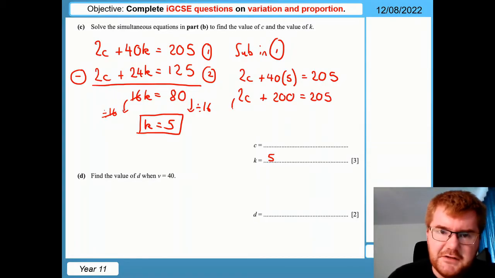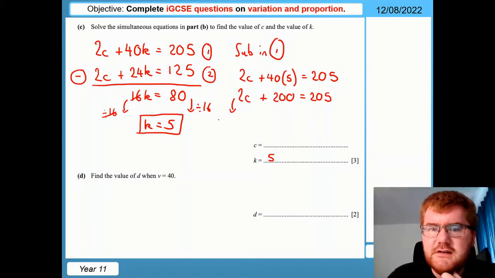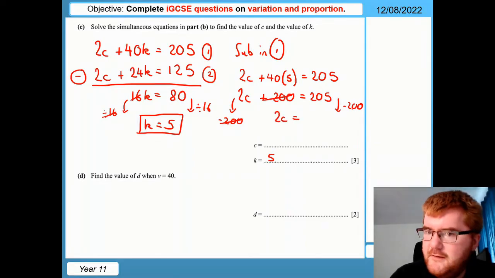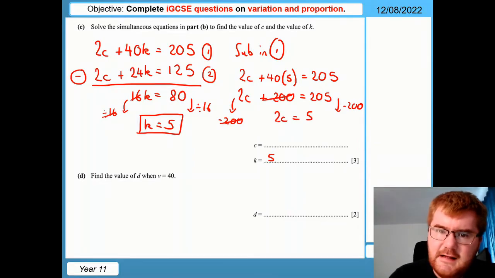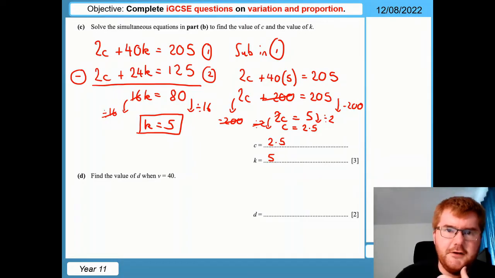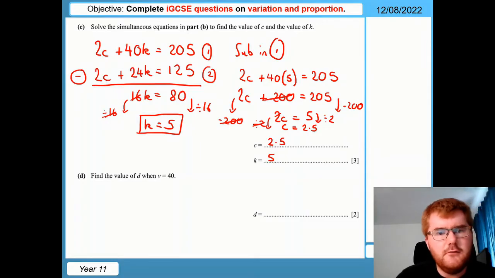And again, standard equation solving here. We want to get the c on its own, so the opposite of adding 200 is minusing 200 on both sides. This cancels, we're left with 2c. 205 minus 200 is just 5, and then divide by 2 on both sides, getting to our answer here of 2.5, like so.